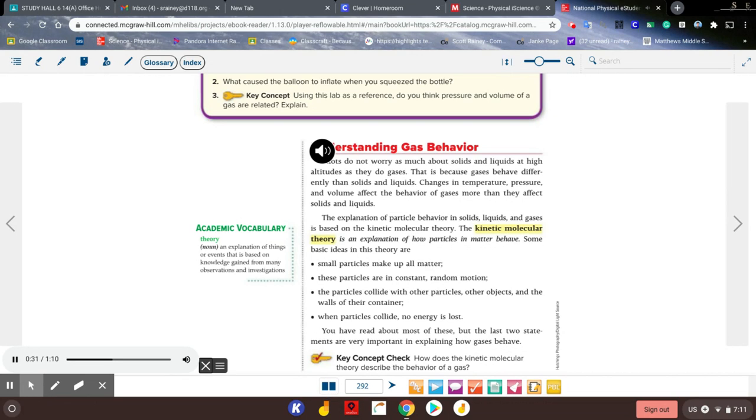The kinetic molecular theory is an explanation of how particles in matter behave. Some basic ideas in this theory are: small particles make up all matter. These particles are in constant, random motion. The particles collide with other particles, other objects, and the walls of their container. When particles collide, no energy is lost. You have read about most of these, but the last two statements are very important in explaining how gases behave. Key concept check. How does the kinetic molecular theory describe the behavior of a gas?